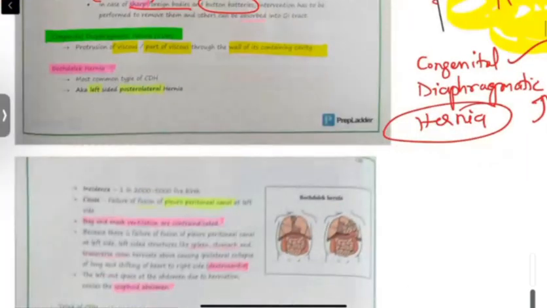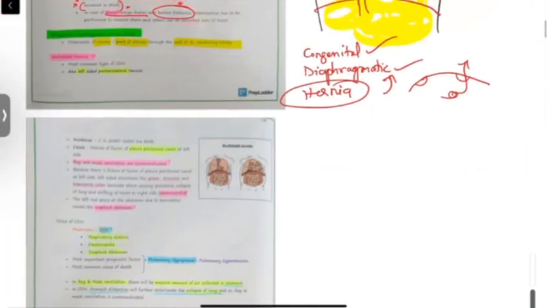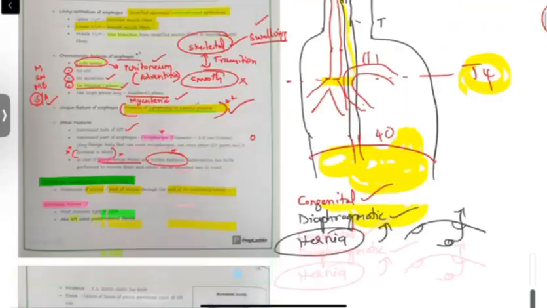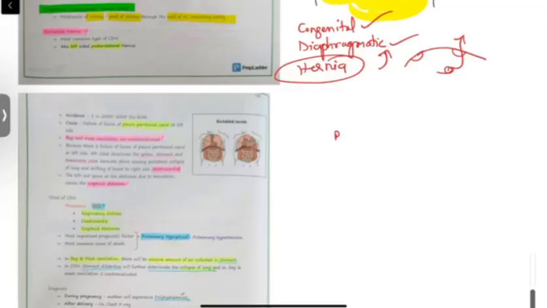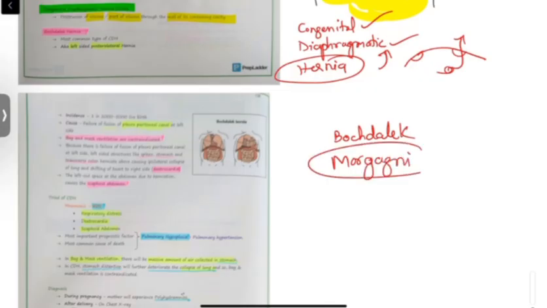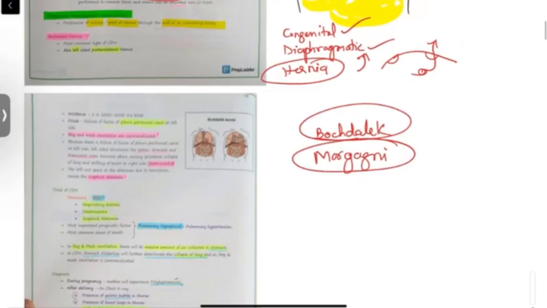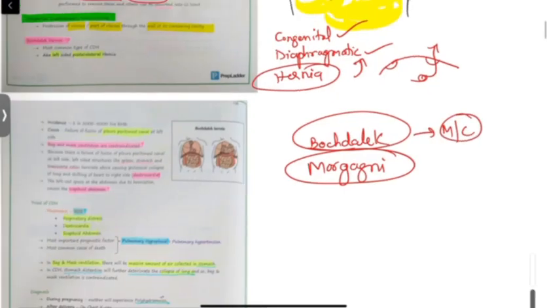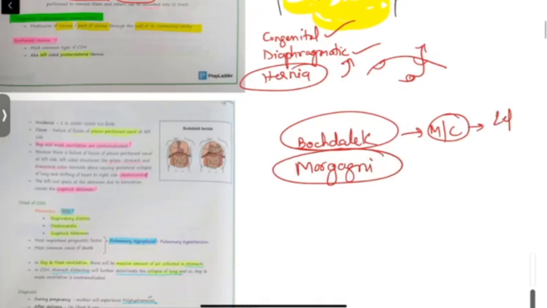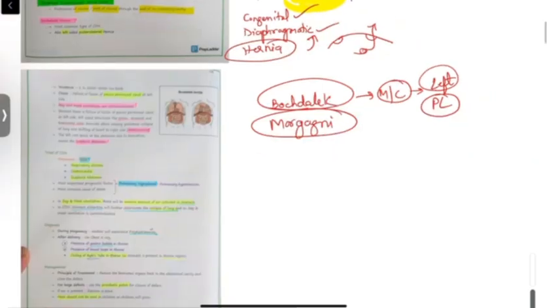In that there are 2 or 3 types of hernia which we need to know. The first one being Bochdalek hernia. Bochdalek and Morgagni, these two are the ones we should remember anytime. So Bochdalek hernia is the most common type. It is also known as left-sided posterolateral. Left and posterolateral, so it is just saying the location of the hernia.